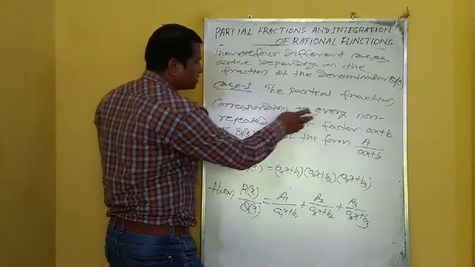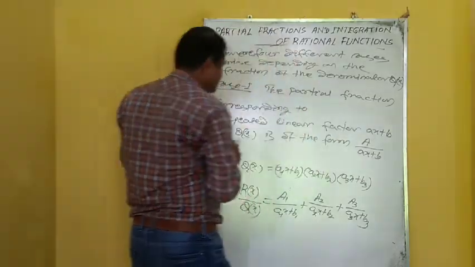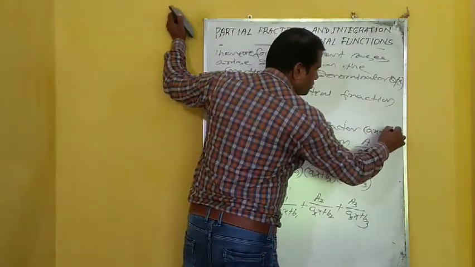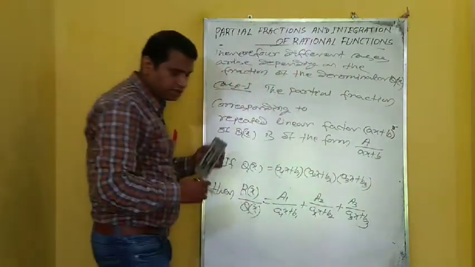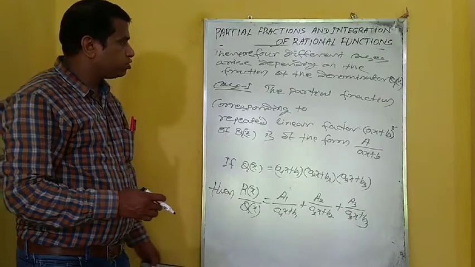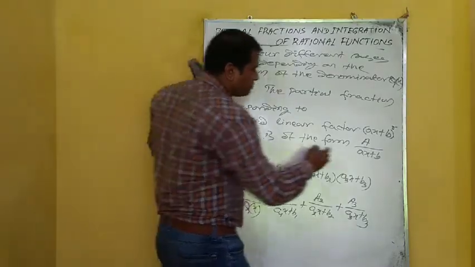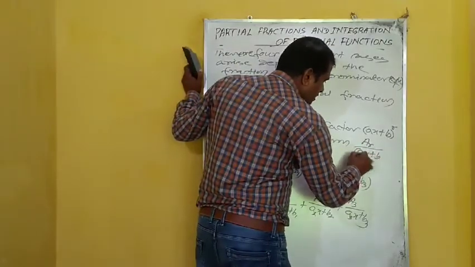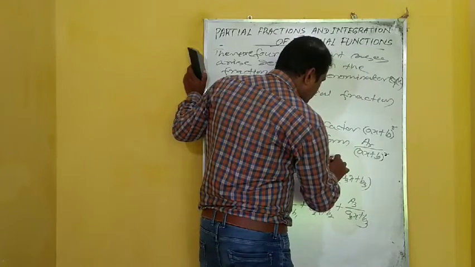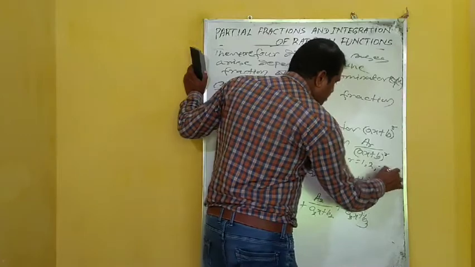If the partial fraction corresponds to a repeated linear factor ax plus b whole to the power r, then q of x is of the form A_r by ax plus b whole to the power r, where r is equal to 1, 2 up to n.